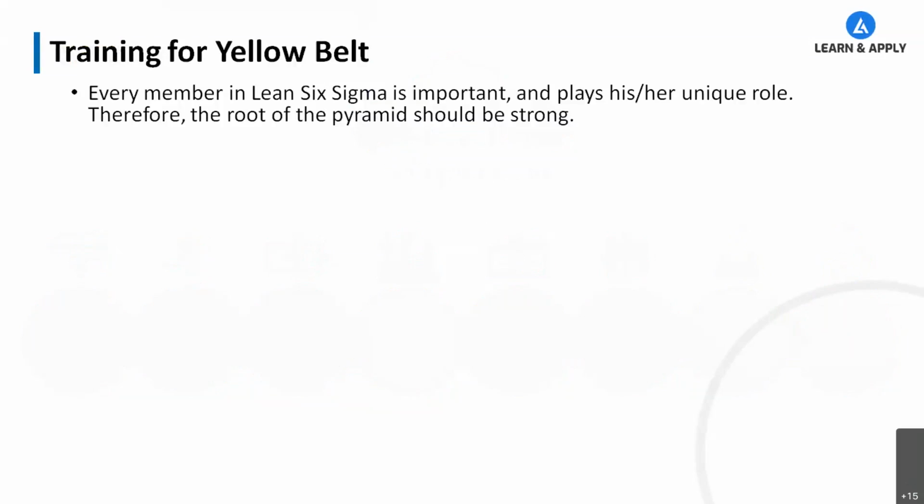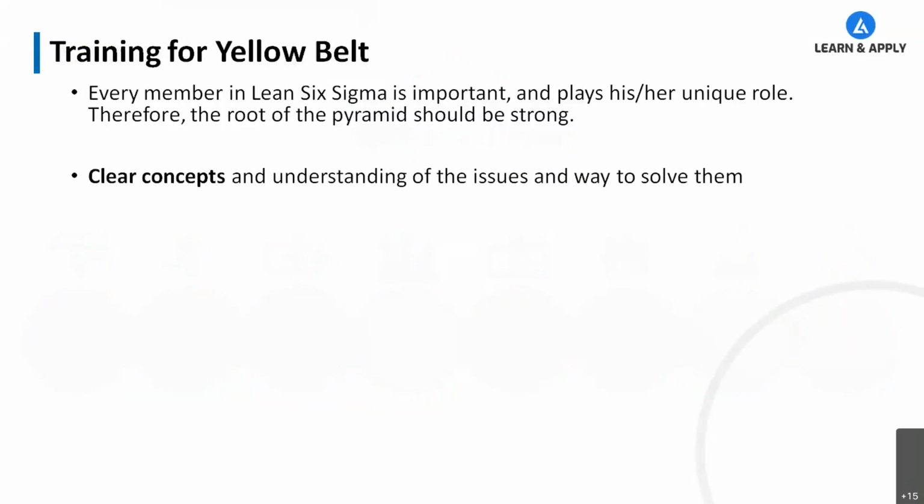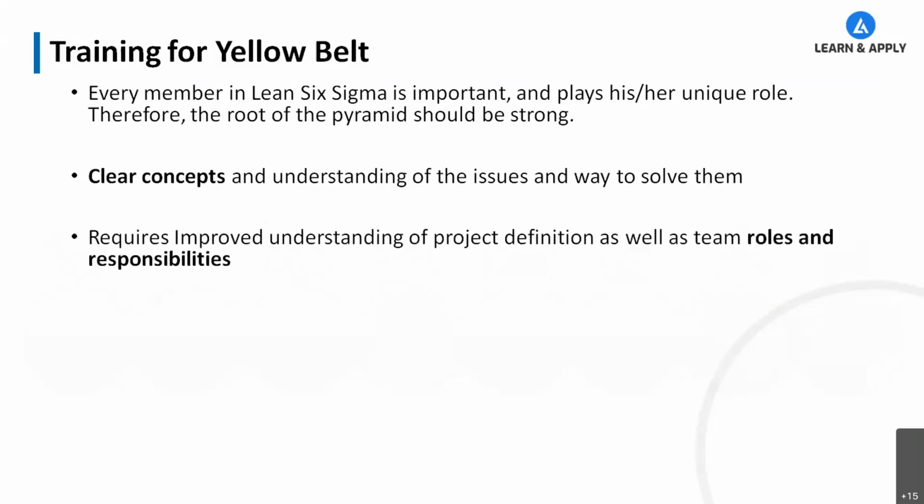So what does this include? As we know, every team member in Lean Six Sigma is important and plays his or her unique role. Therefore, the root of the pyramid should be strong. As we have said, this webinar will deal with the yellow belt in detail. That's why we are focusing on the yellow belt over here. And why is it important? Because that is the base of the pyramid, the root of the pyramid, and that should be strong enough. So clear concepts and understanding of the issues will help to solve the problem.